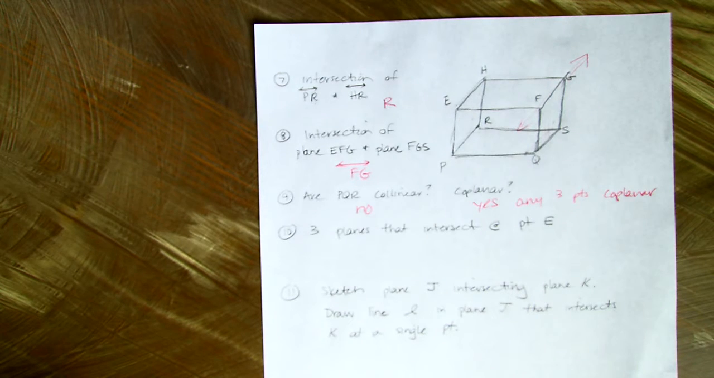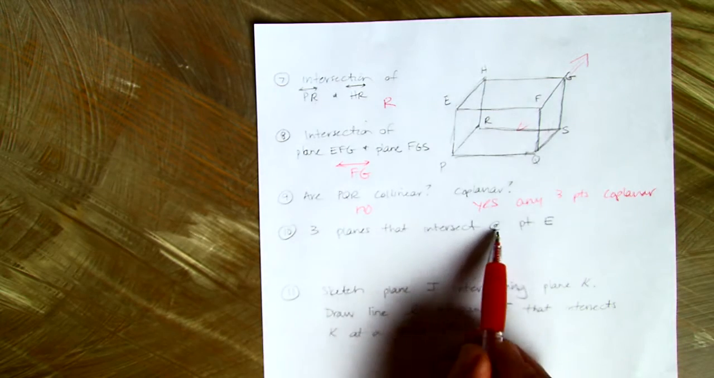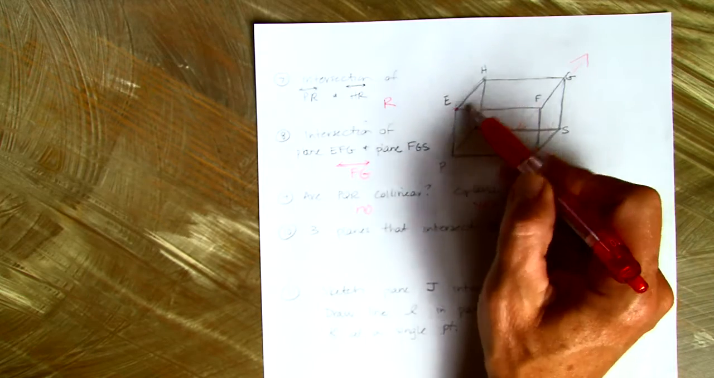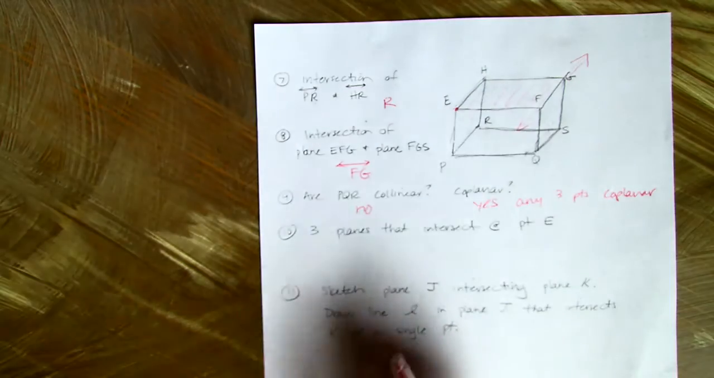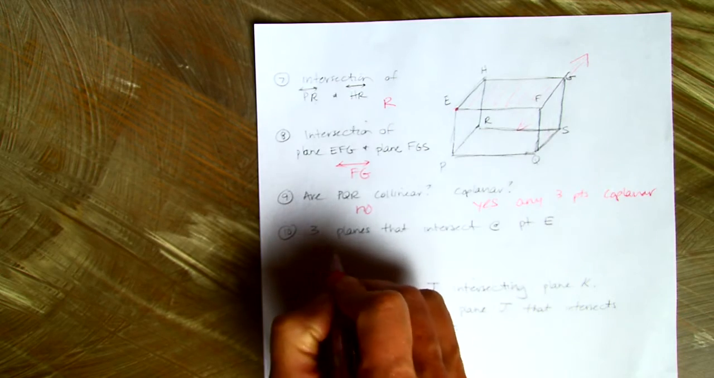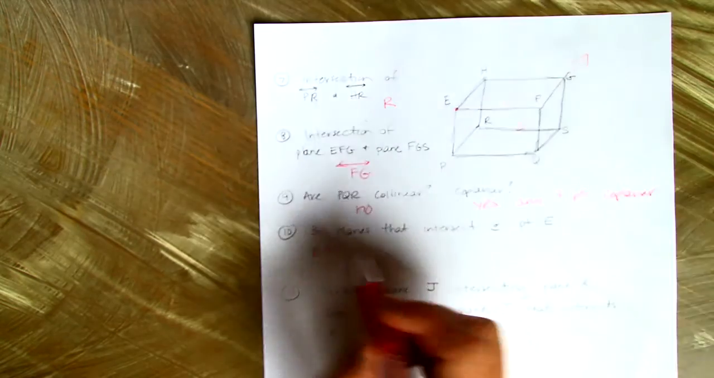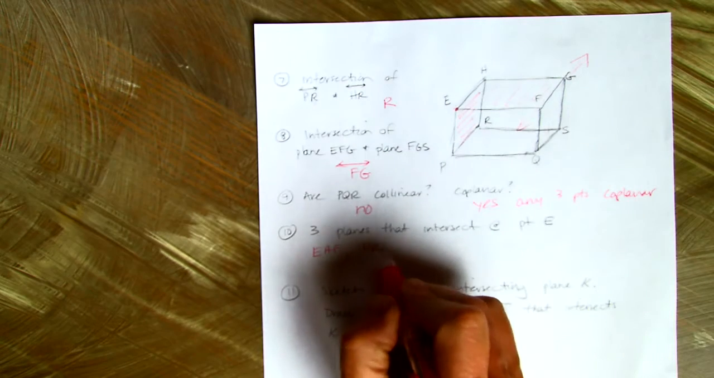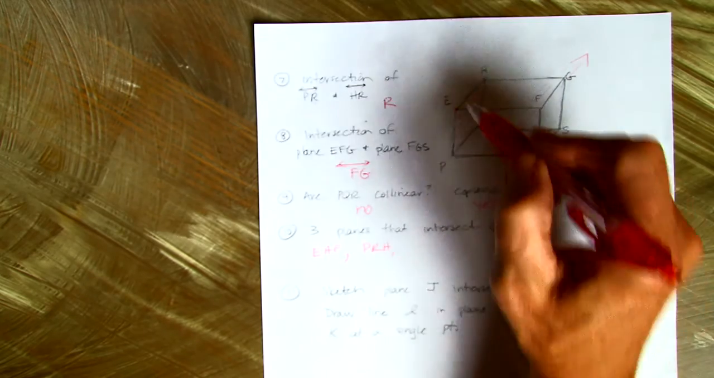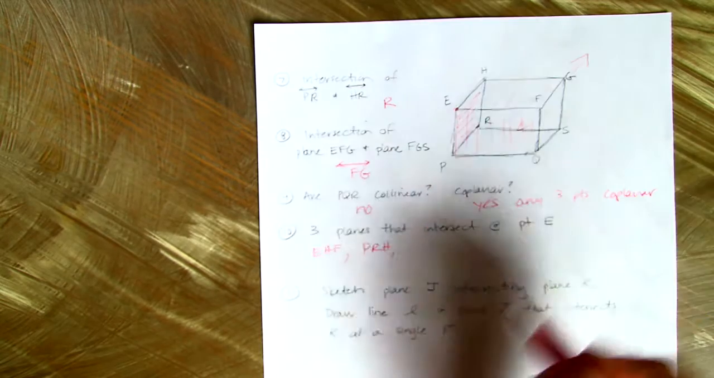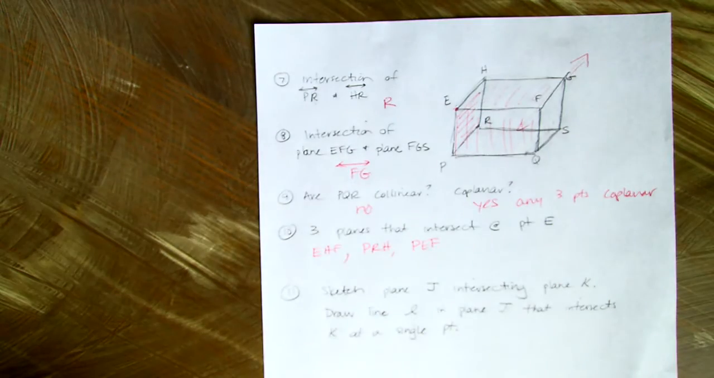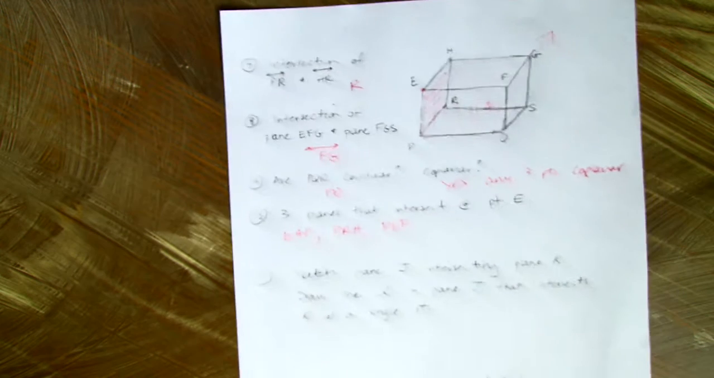Any 3 points, coplanar. 3 planes that intersect at point E. So here's point E. What are the 3 planes intersecting there? This top plane, EHF, you could call it any 3 of these points. This plane right here, PRH, and then this front plane right here, which is PEF. So those 3 planes are going to intersect in a single point. These are kind of fun.